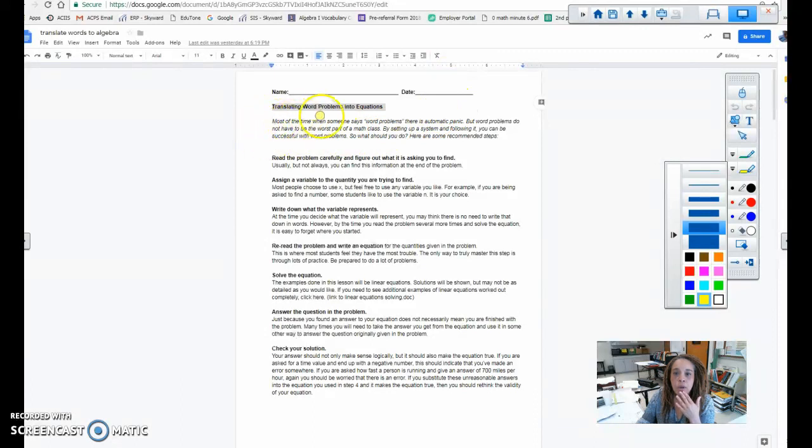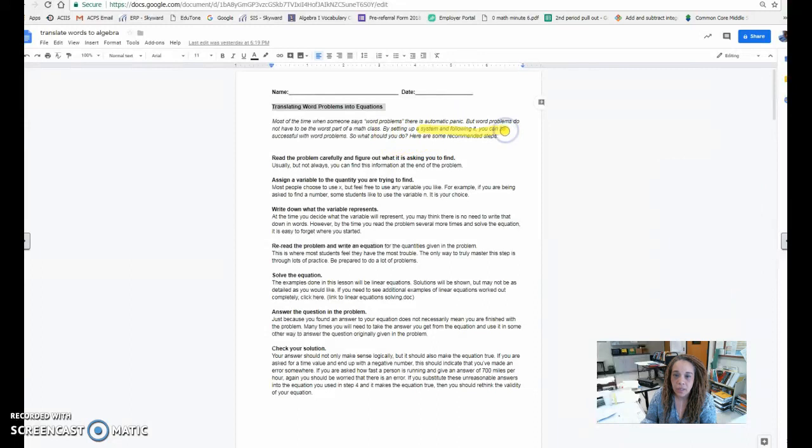It says here, most of the time when someone says word problems, there is an automatic panic. Please don't panic. Yes, it can be a challenge, but you can get through it if you just slow down, take your time, and use the strategies that I'm going to show you right now. Word problems do not have to be the worst part of math class. By setting up a system and following it, you can be successful with word problems. So I want you to highlight that sentence.